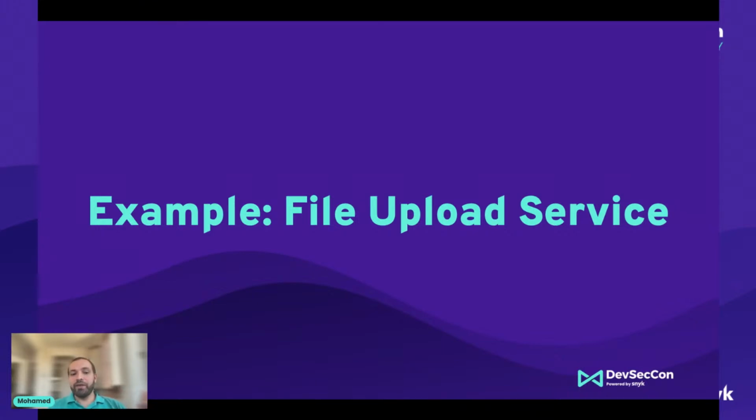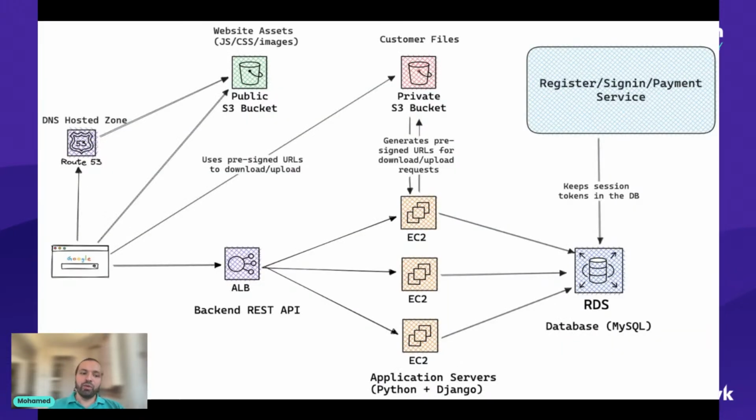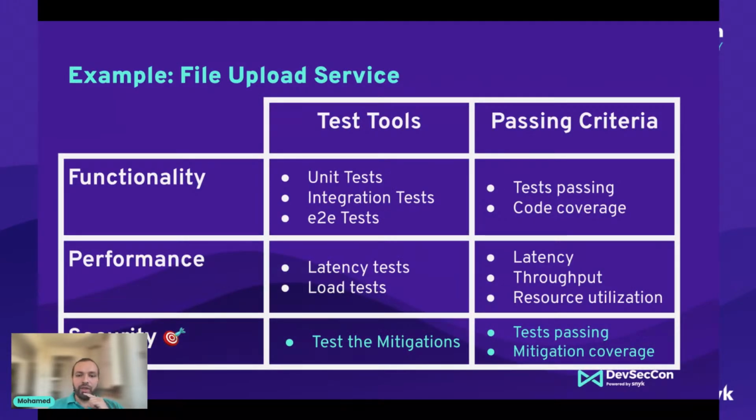So I'm going to take this file upload service as an example. This is a very simple web application. You basically can register, you sign in, and then you can upload files, download files, or share them with other users. Very simple web application. I'm assuming you have a front end, let's say using React. You have a back end running on EC2 instances that is using Django, Python for the back end. You have an RDS database, and you have a private S3 bucket where the actual files are being kept. So that's more or less how the application works. Again, you'll find more details in the link.